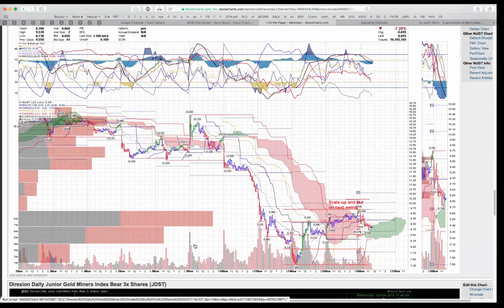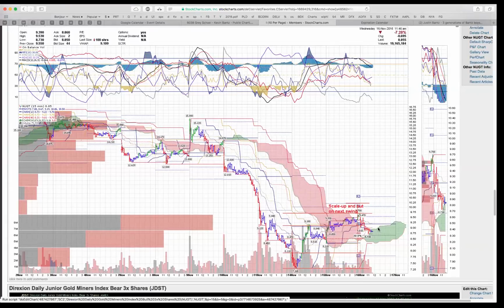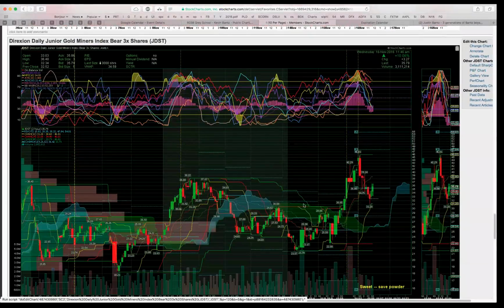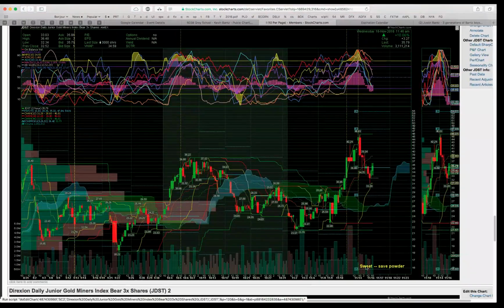Miners, NUGT, that was the swing here. This move was a 40% move from the turn. And that was my scale up swing kind of thing. So if you're still in this, one more swing, maybe 10.5 from 8.75 in the NUGT. JDST, like I said, sweet safe powder.